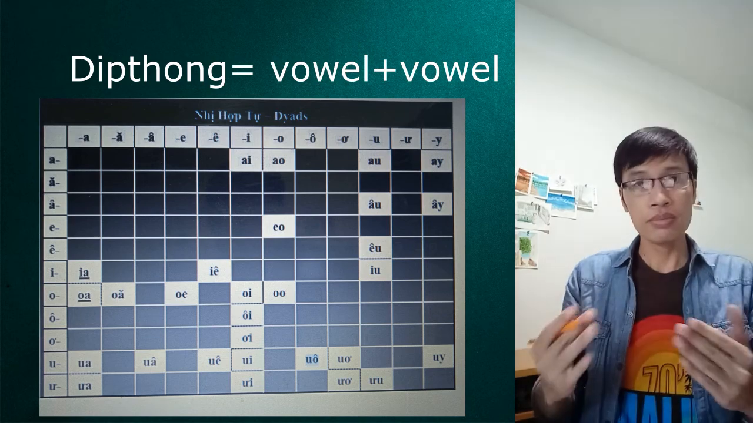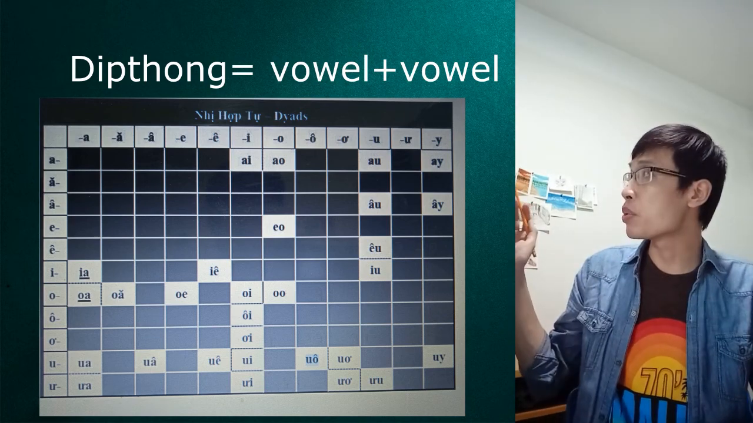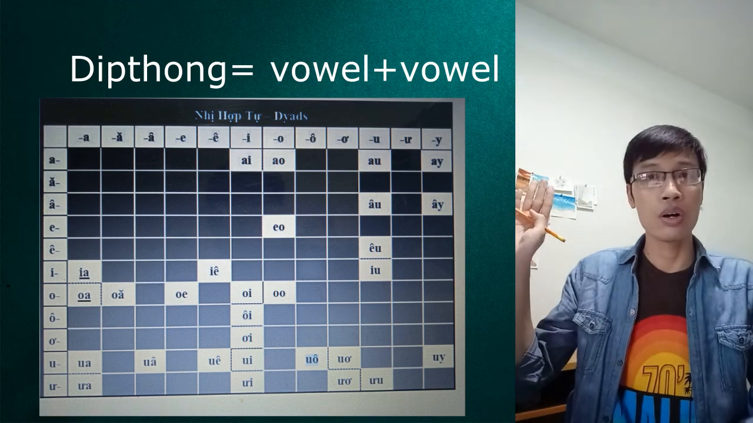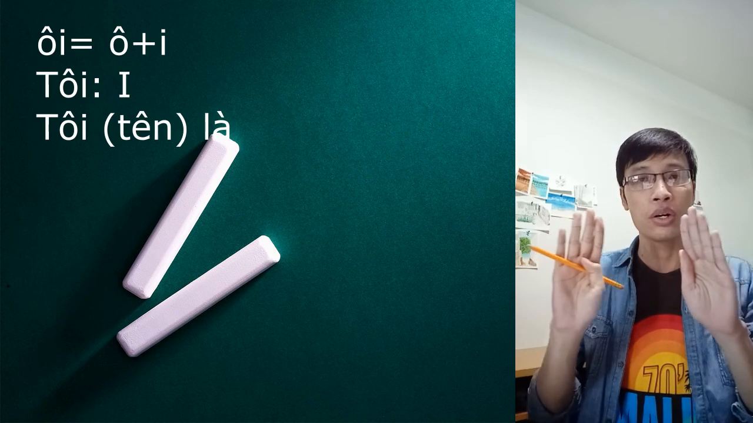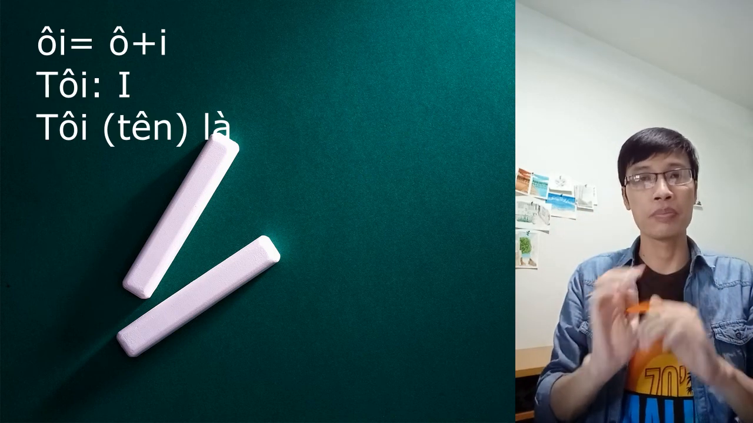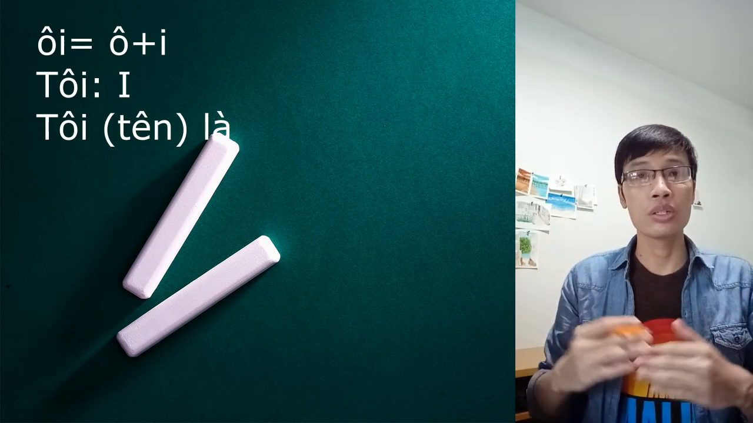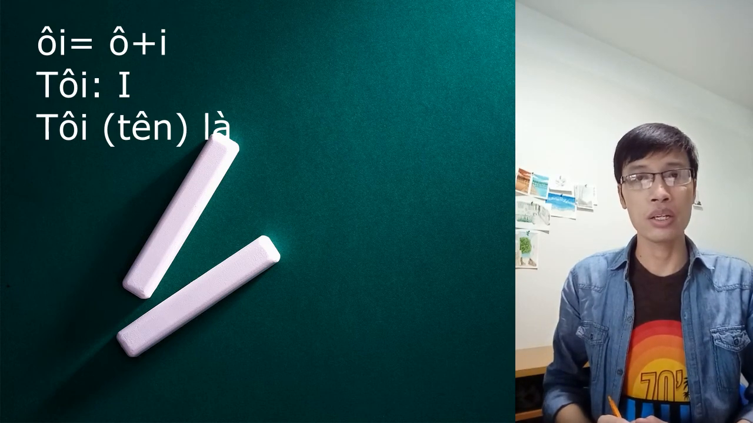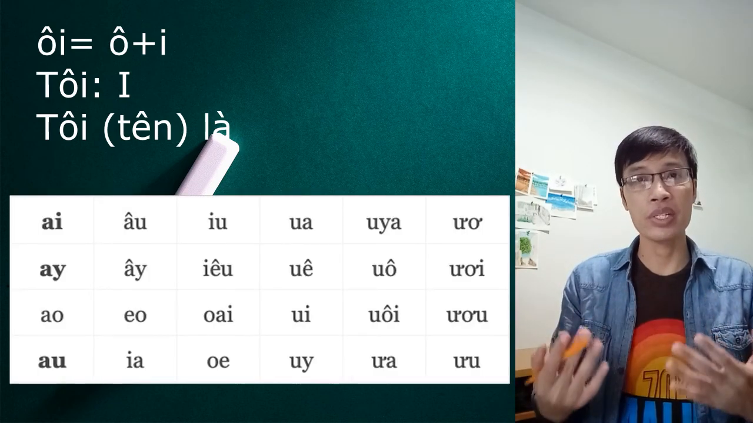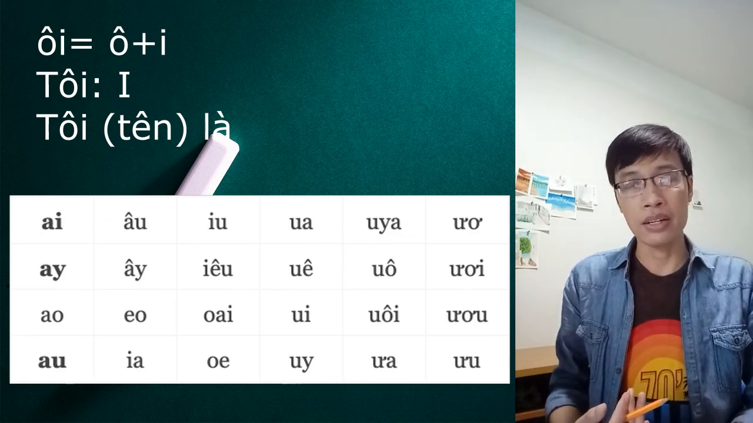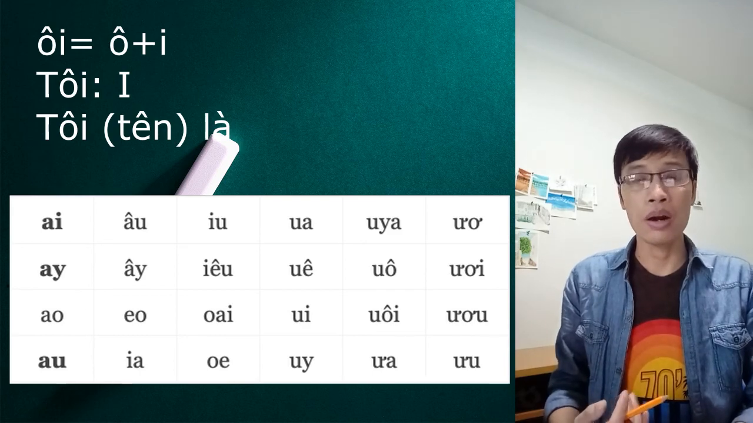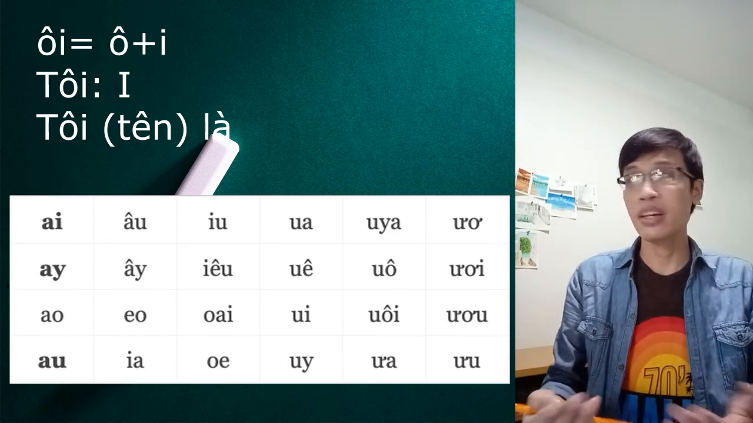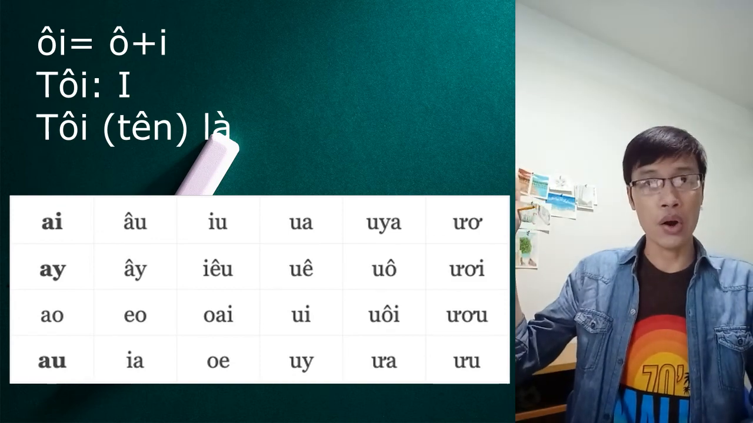Now, let's take an example. We have the vowels O and I: oi. It appears in the word tôi. Tôi means I. For example, tôi là Thắng. Tôi tên là Thắng. I'm Thắng or my name is Thắng. Okay, you see? So tôi is a diphthong or a double vowel.